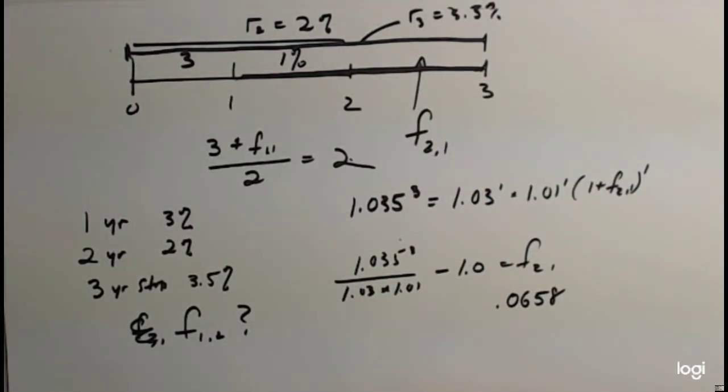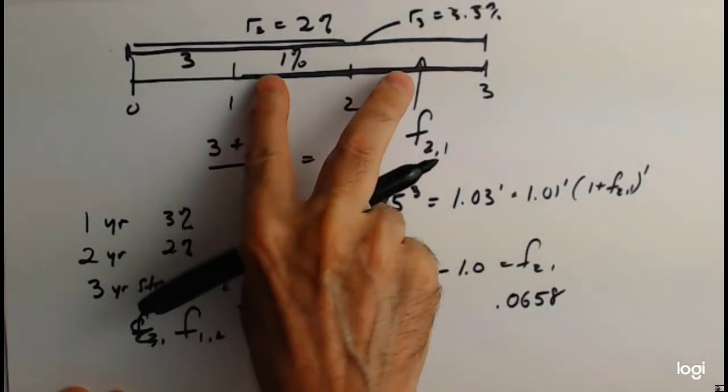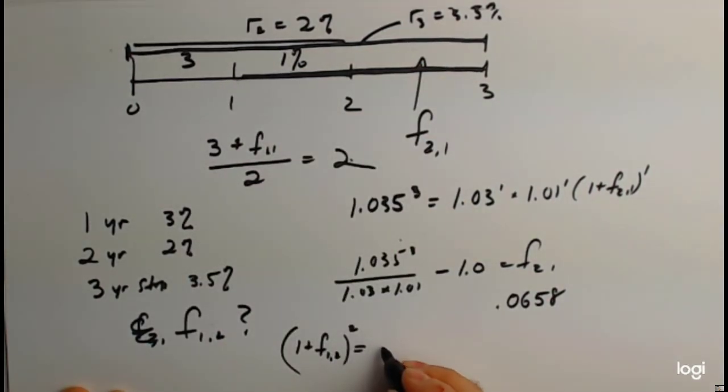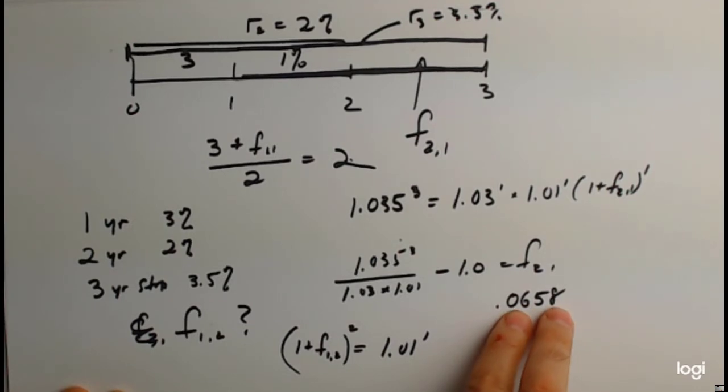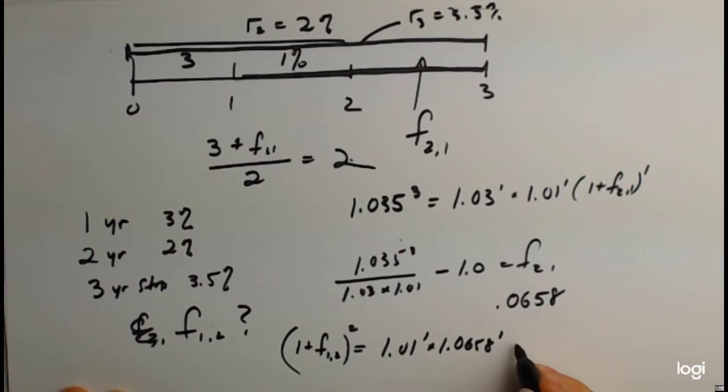Well, we have all the information we need to solve for that. So think of it this way. We're looking for 1 plus F12, okay? And that's going to equal, and this interest rate will cover 2 periods. That'll cover 1.01 to the 1 power, and then 1.0658 to the 1 power, right?